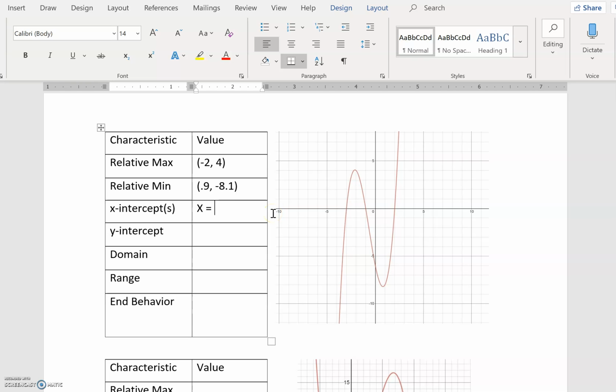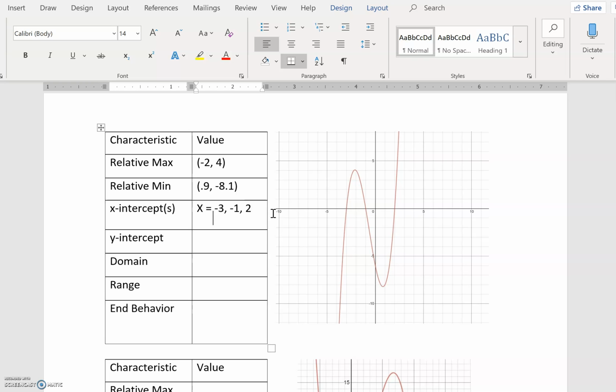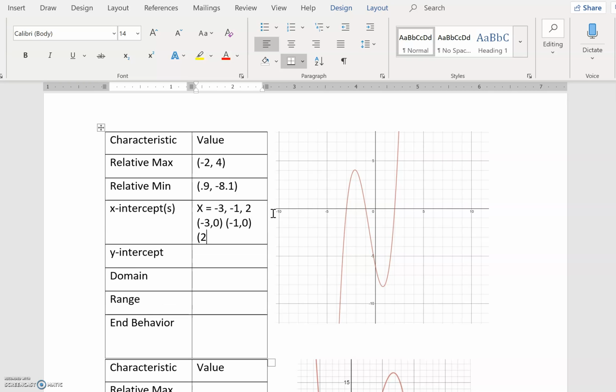So (-3, 0), (-1, 0), (2, 0). Now I would prefer them to be written in this form. But if you write x equals, that's fine with me.